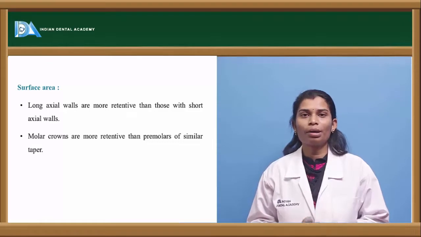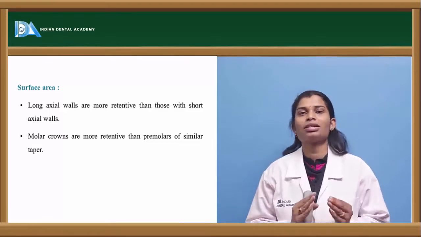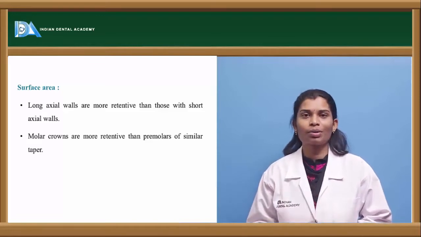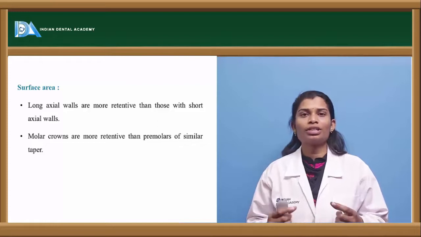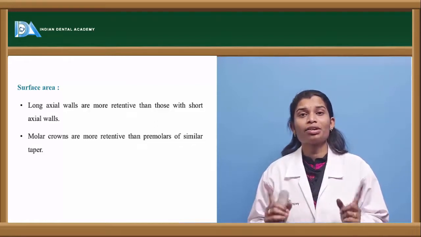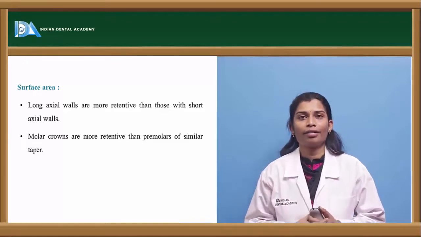If you compare a premolar and a molar, the premolar is less in height and has a lesser surface area when compared to the molar, which has more occlusal gingival height and more surface area. So in such cases, if you consider both the teeth to be the same height, the surface area is very important here in retentive factors.